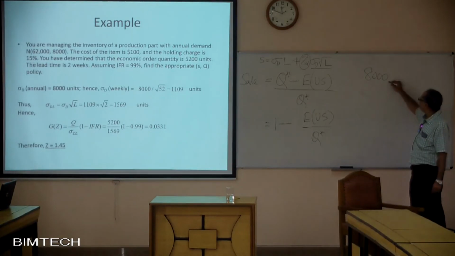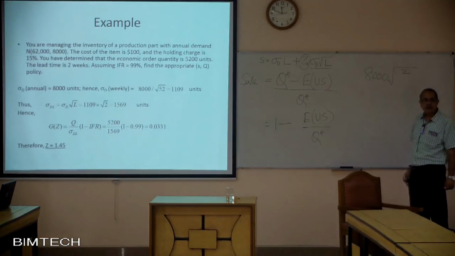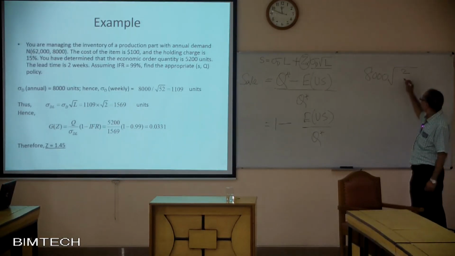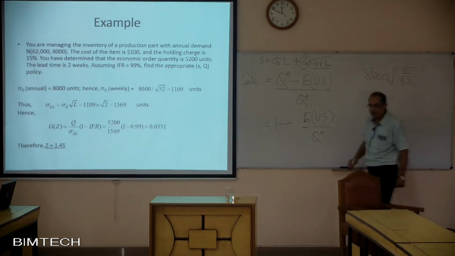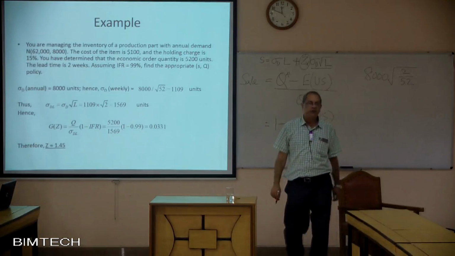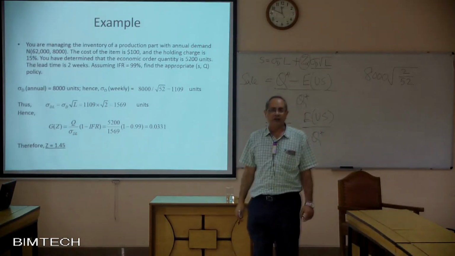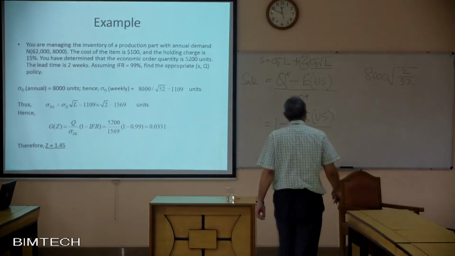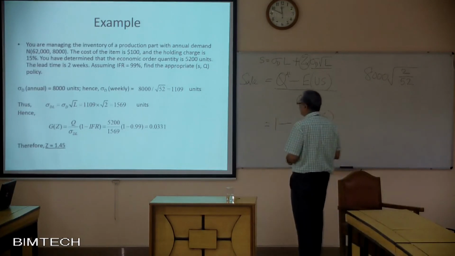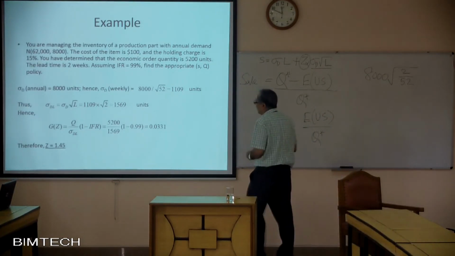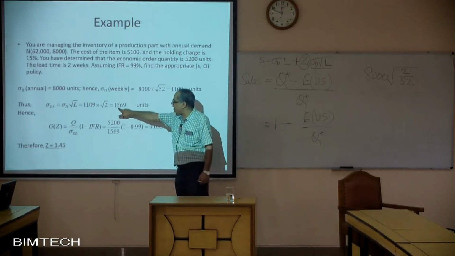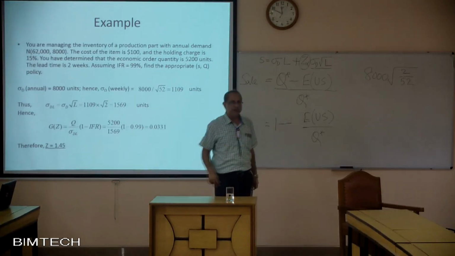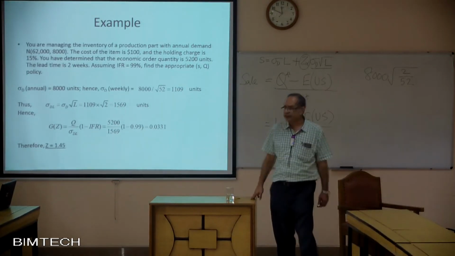What is the square root of L? My lead time is 2 weeks, but I need to convert this into annual lead time. So 2 divided by 52, if I assume that there are 52 weeks during the year and all 52 weeks are working weeks. Then this is 8,000 square root of 2 divided by 52. And if you did that, you will find that your sigma DL comes out to be 1,569 units.